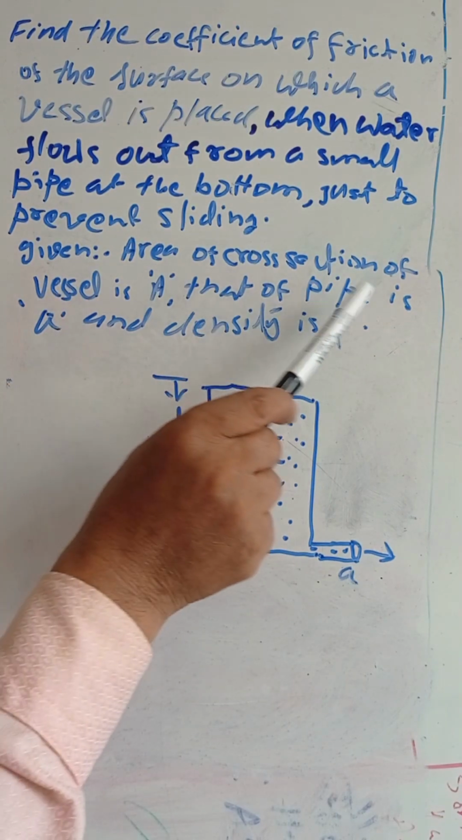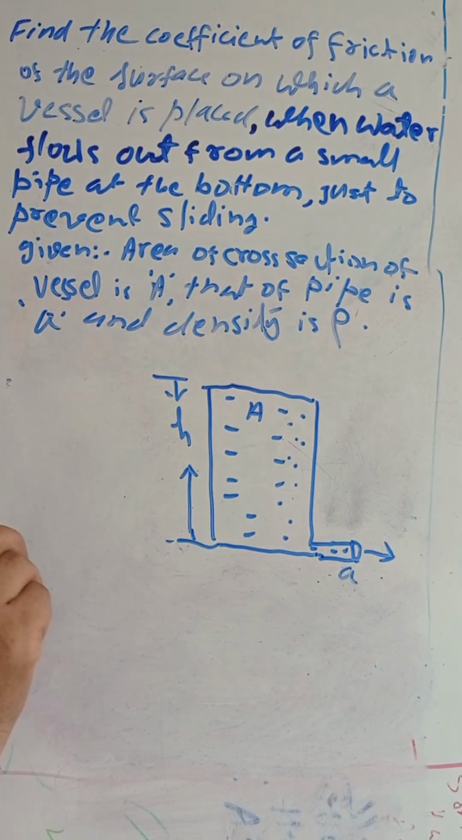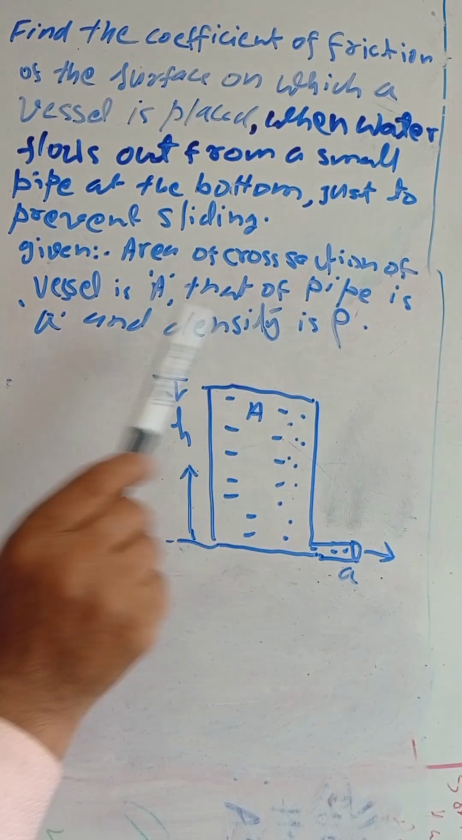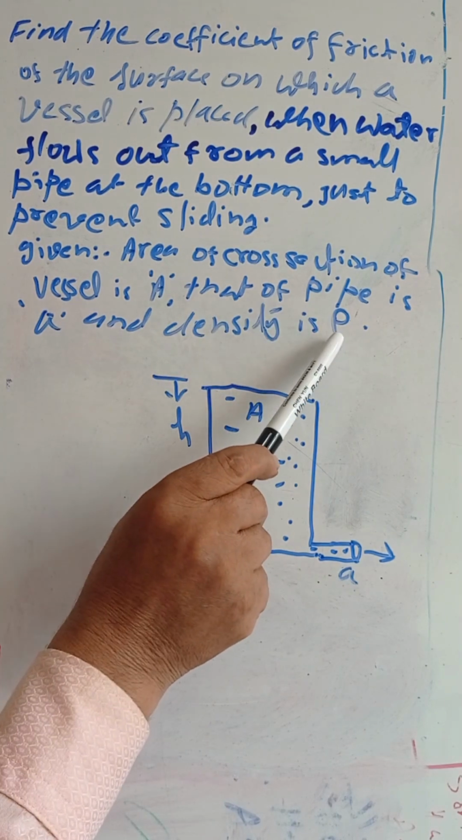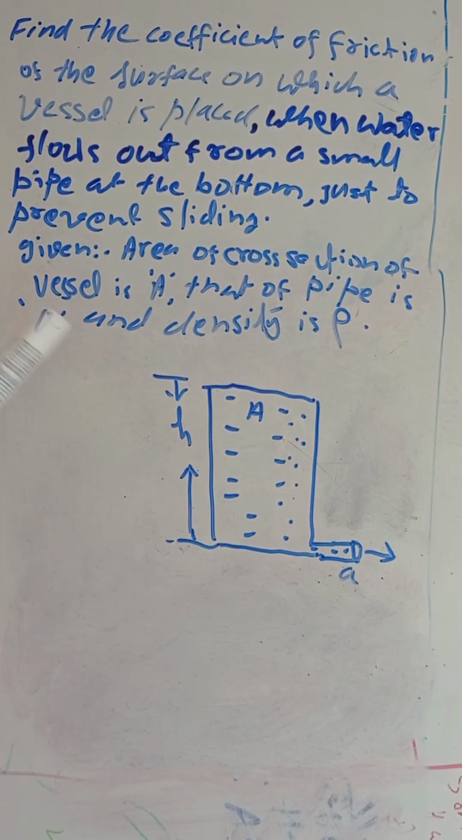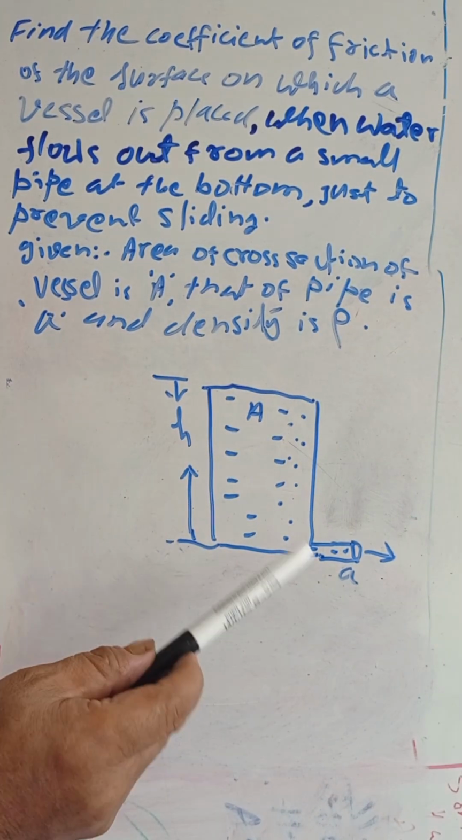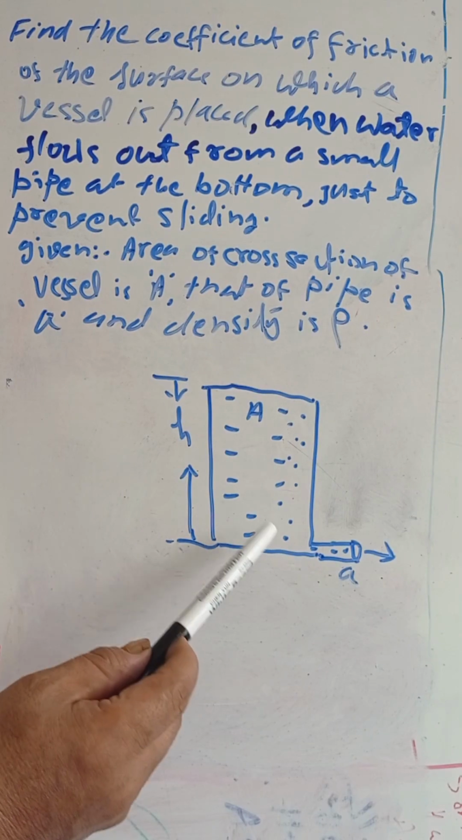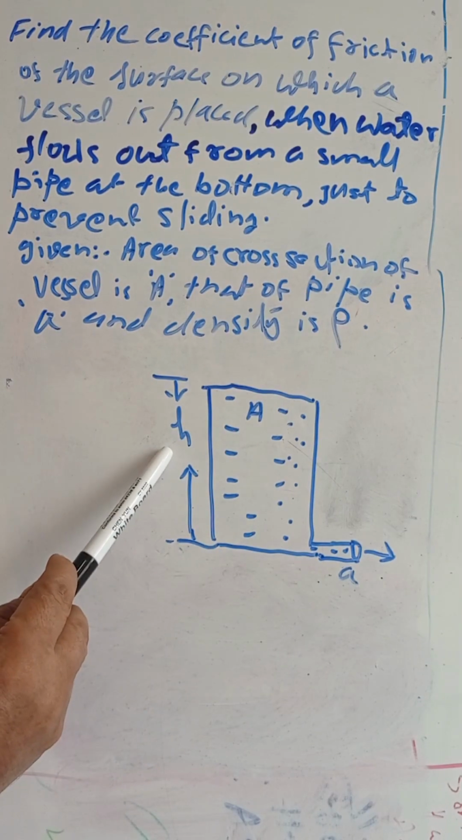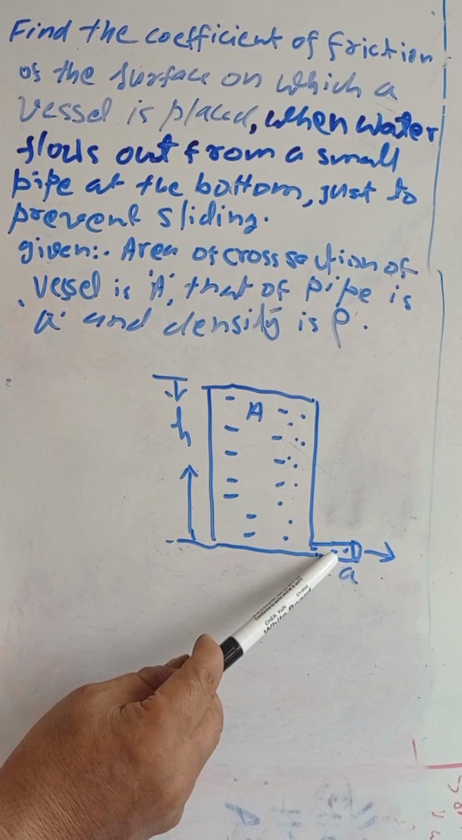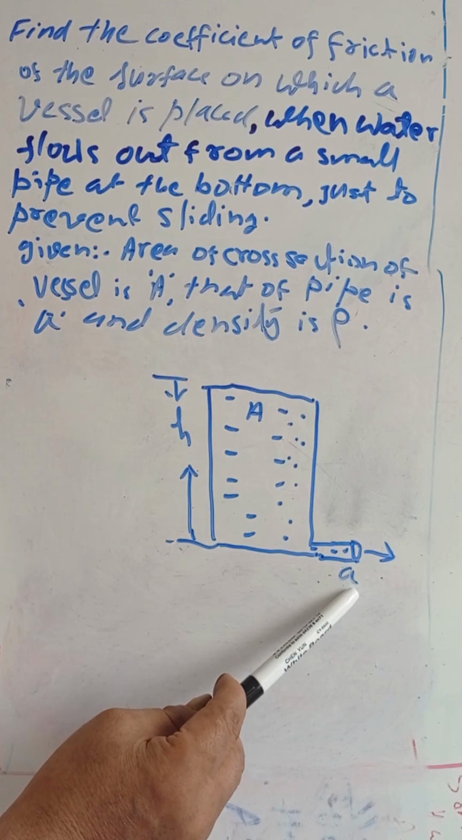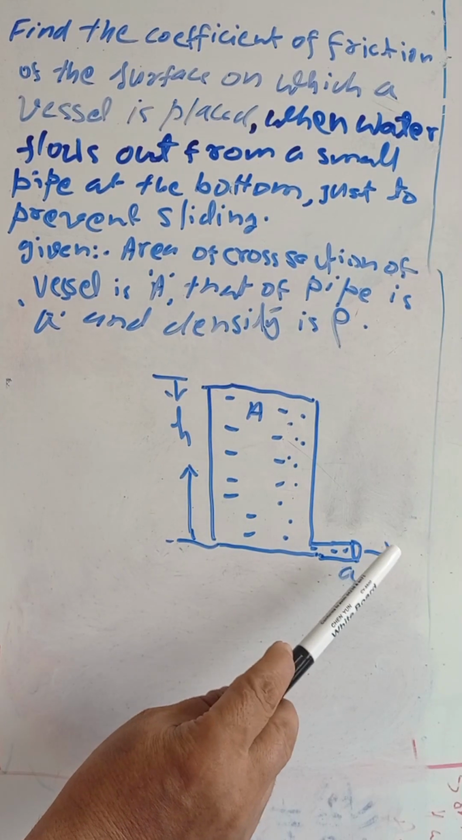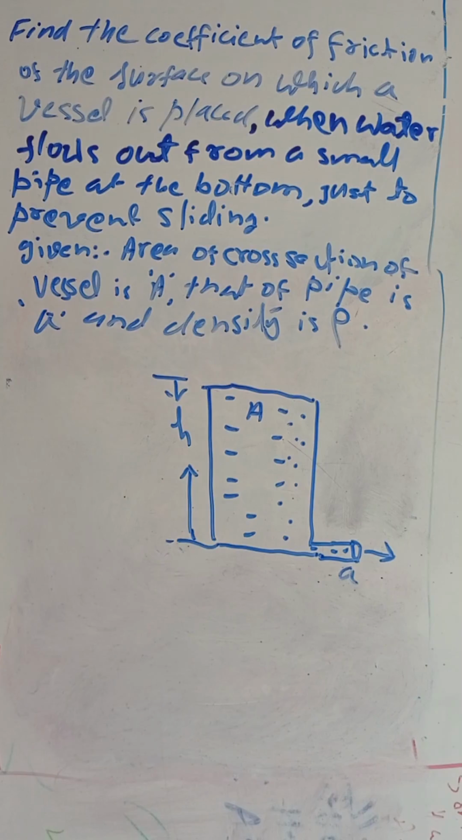Given: the area of cross section of the vessel is capital A, that of the pipe is small a, and the density of water is taken as rho. Here the vessel is filled with water up to the height h. There is a small pipe having cross sectional area small a from which the water flows out.